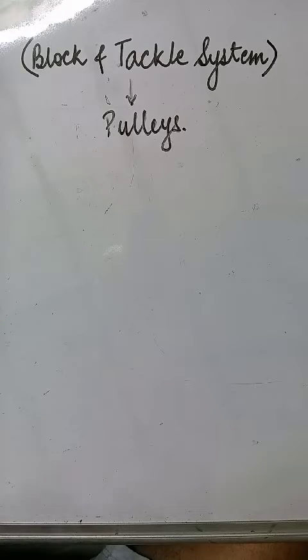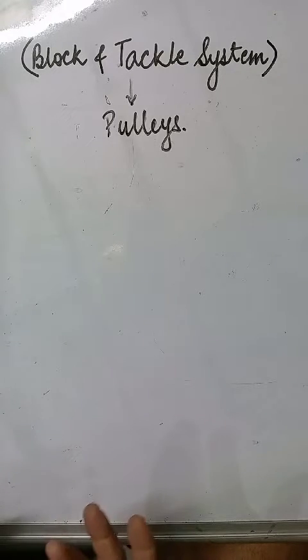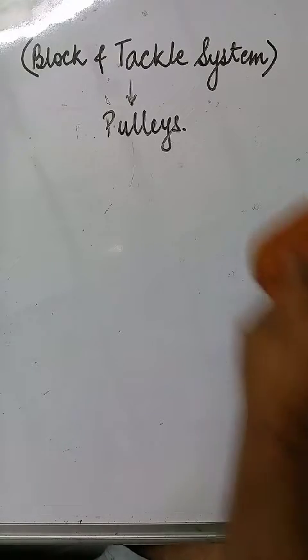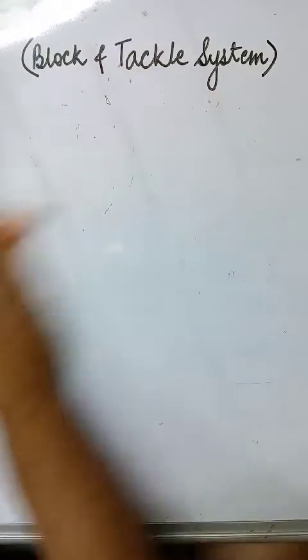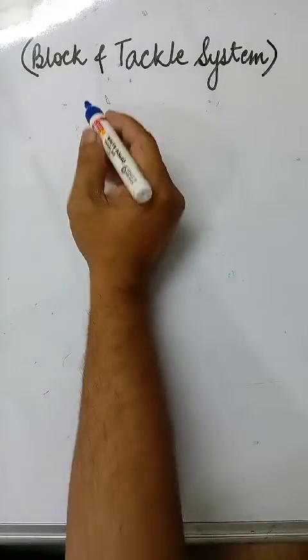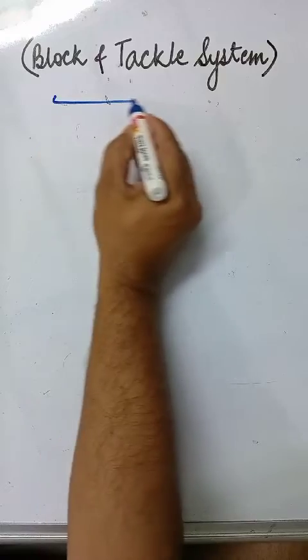So in pulleys we have a particular combination of pulleys along with the tackle. Tackle is the rope, or the thread, and the block refers to a combination of a number of pulleys. So let us first understand exactly what is the figure that we have to draw when we discuss the block and tackle system of pulleys. What are the different blocks and what is meant by tackle?